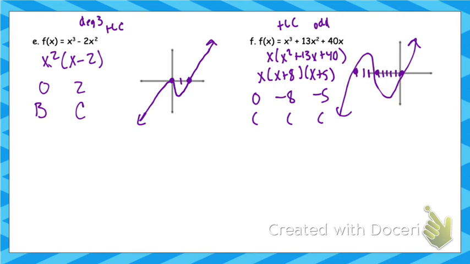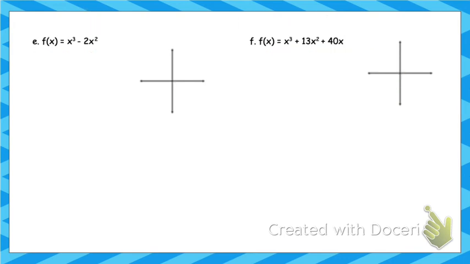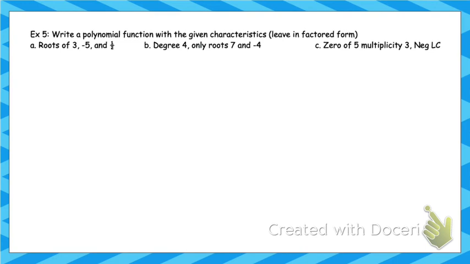All right, so the last thing we're going to do is we're just going to work backwards. So we're going to take some information and come up with the equation. So if I have roots, or I have zeros, other words for it, of 3, negative 5, and 1/2. If 3 is a 0 or a root, x minus 3 is the factor. If negative 5 is the root, x plus 5 is the factor. And if 1/2 is the root, x minus 1/2 is the factor. Or you could write that as 2x minus 1.